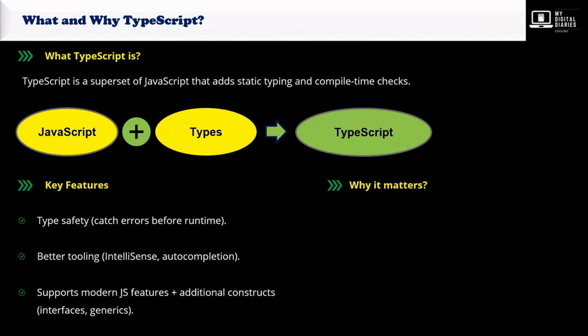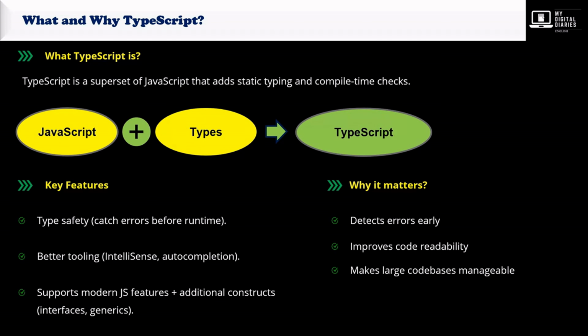Now the most important question is, why does TypeScript matter? The first reason is that it detects errors early. This saves debugging time and reduces bugs in production. The second reason is that it improves code readability. Types act like documentation and make the code easier to understand. The third reason is that it makes large code bases manageable. When an application grows, TypeScript helps keep everything organized and safe. And finally, it provides better IDE support like autocomplete and refactoring tools, which increases developer productivity.